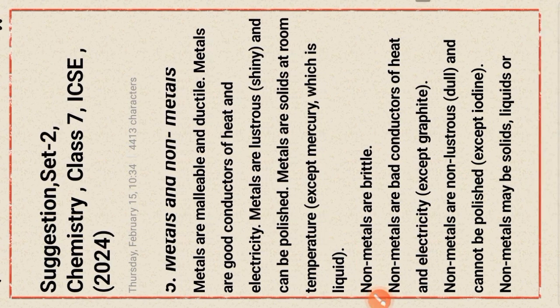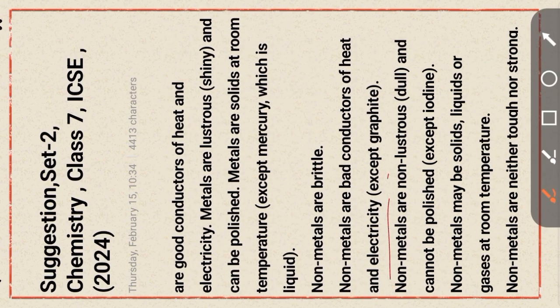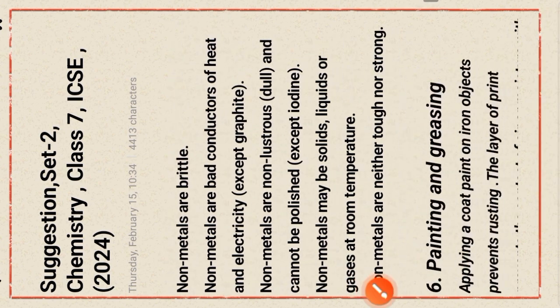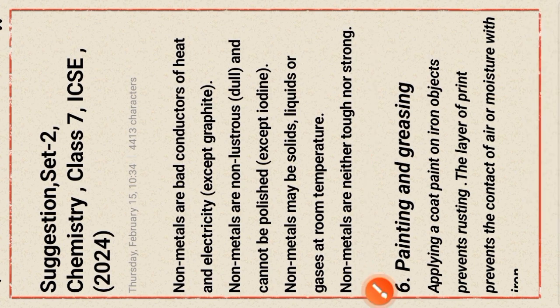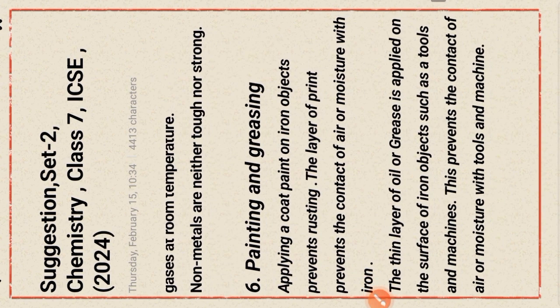Non-metals are bad conductors of heat and electricity. Example: graphite. Non-metals are non-lustrous, dull, and cannot be polished. Example: iodine. Non-metals may be solid, liquid, or gases at room temperature. Next, the difference between painting and greasing.